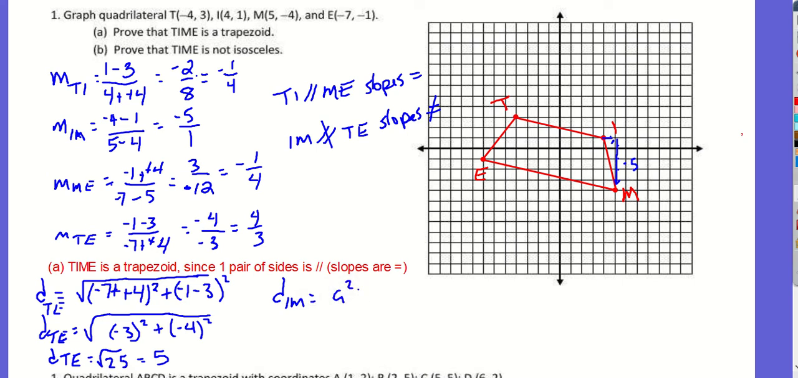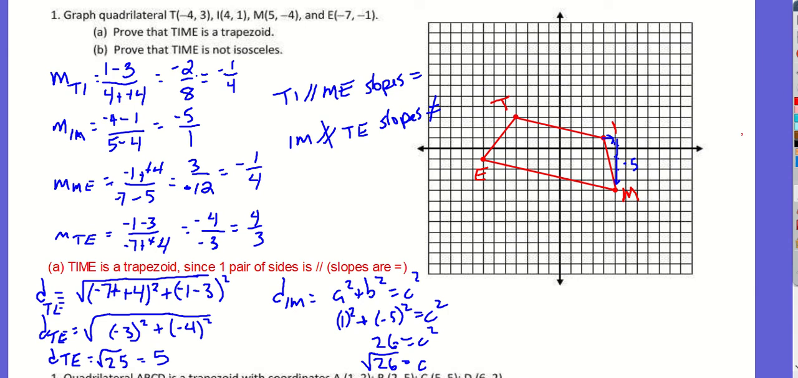And so that's a squared plus b squared equals c squared. We're going to use the 1 and the 5. So 1 to the right is 1 squared plus, now if we're going to the right, then we're going down. So that's going to be -5 squared. Put parentheses around both of these. So this is going to be 26, which is going to be the square root of 26, which is obviously not the same as the square root of 5.